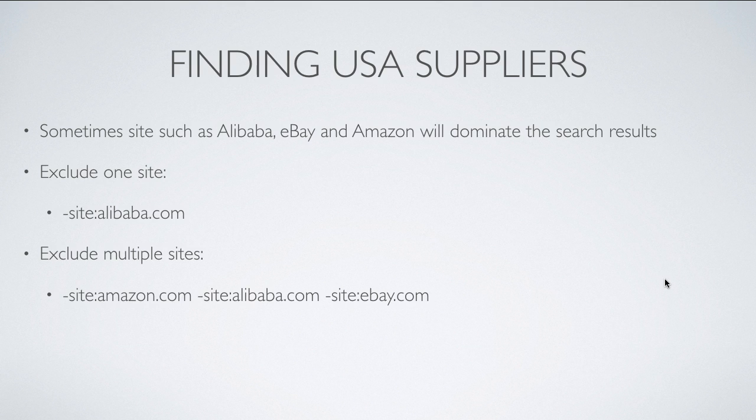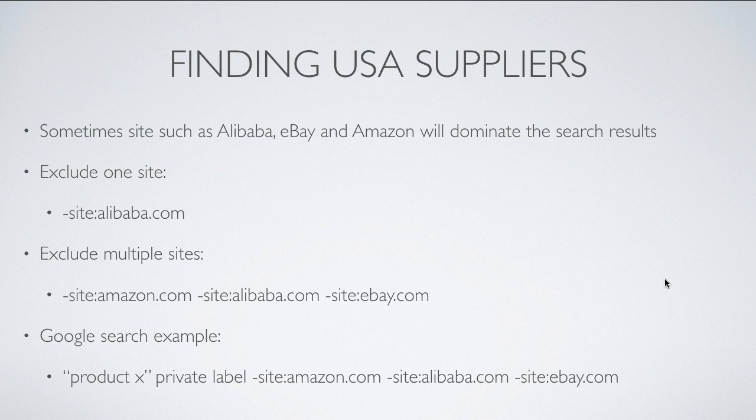So overall, based on what we just discussed in these past couple of slides, if you wanted to do a legitimate search on Google, an example of it is product X in quotes, private label, and then you put these three sites that you're excluding from the search results.